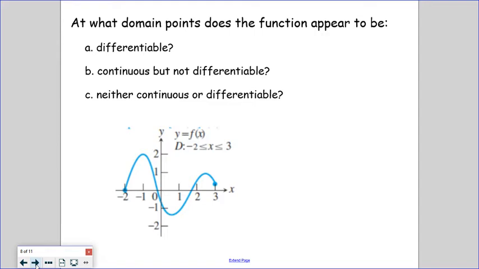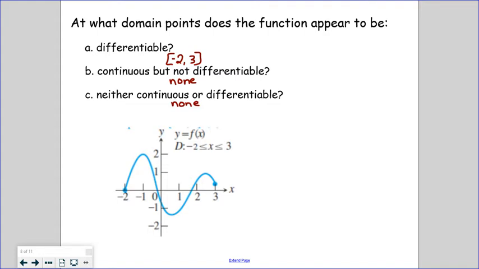Okay. So if none of those things happen, it's going to be differentiable everywhere. So we would say that what domain points is it differentiable? It is differentiable on the entire domain, -2 up to 3. Okay, so differentiable the whole time. Well, if it's differentiable the entire time, where is it continuous but not differentiable? Nowhere, right? Because it is differentiable everywhere. So there are no points where it is continuous but not differentiable. And then neither continuous nor differentiable, same thing, because it is differentiable the entire time and continuous the entire time. There are no points that it is neither of those.